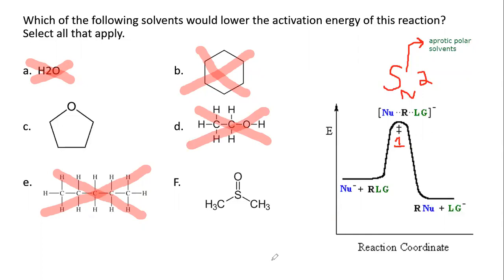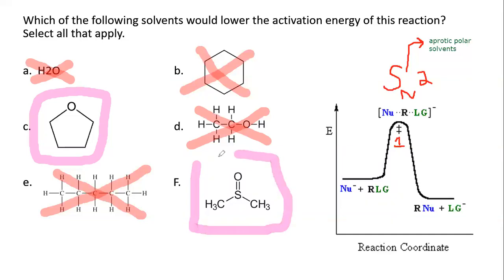And so what we have left are the ones that are aprotic. THF is an aprotic polar solvent, and DMSO is an aprotic polar solvent. And so these are the 2 solvents that you could use to help lower the activation energy of your SN2 reaction because they won't interfere with the nucleophile while it's attacking the alkyl halide. So again, this is THF, and this is DMSO.